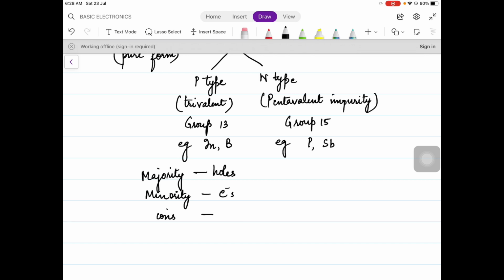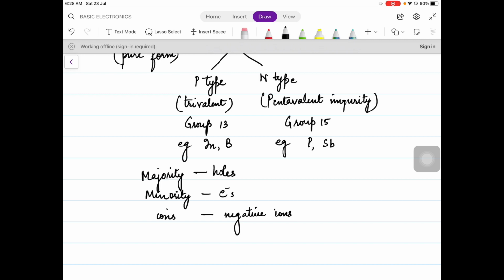All right. So in this particular case, this trivalent impurity is acceptor impurity, and has always the tendency to accept the electron. So the charge that it will acquire will be negative. So the ions will be negatively charged. Negative ions. All right.